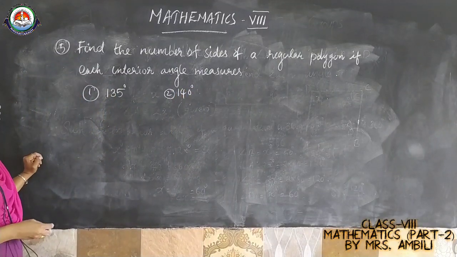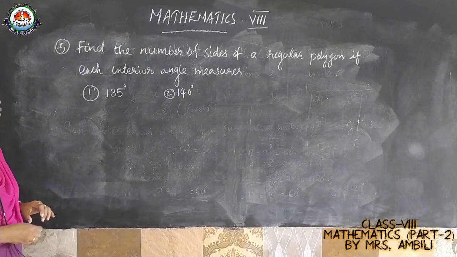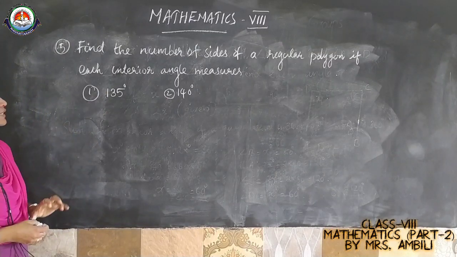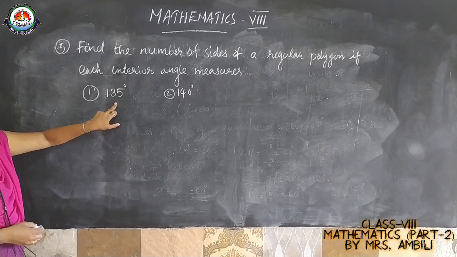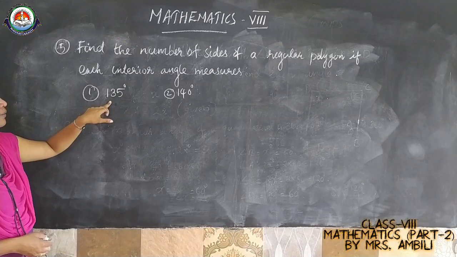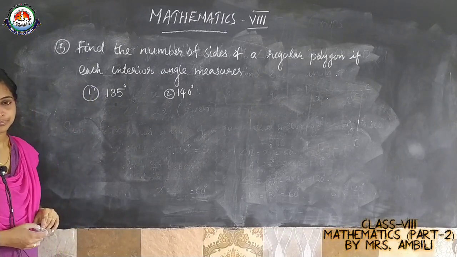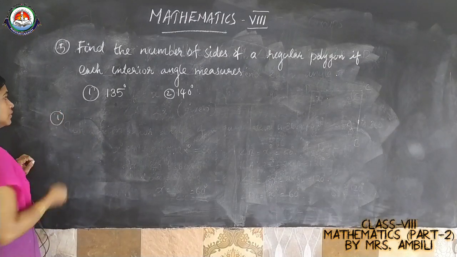Okay, so what is the question? Find the number of sides of a regular polygon if each interior angle measures. Interior angle is given, for first question interior angle is given 135 degree. So you need to find out if each interior angle is 135 degree, how many sides are there for that polygon. Okay, so first question we can do.